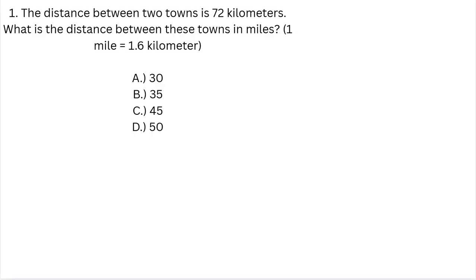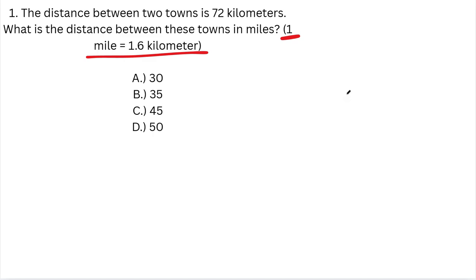So let's get straight into problem number 1, which states the distance between two towns is 72 kilometers. What is the distance between these towns in miles? And the most important thing here is probably the information that 1 mile equals 1.6 kilometers.